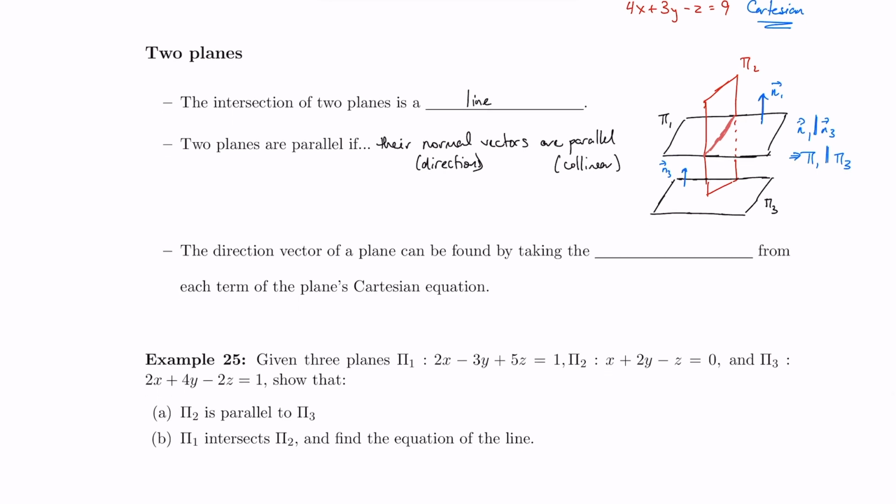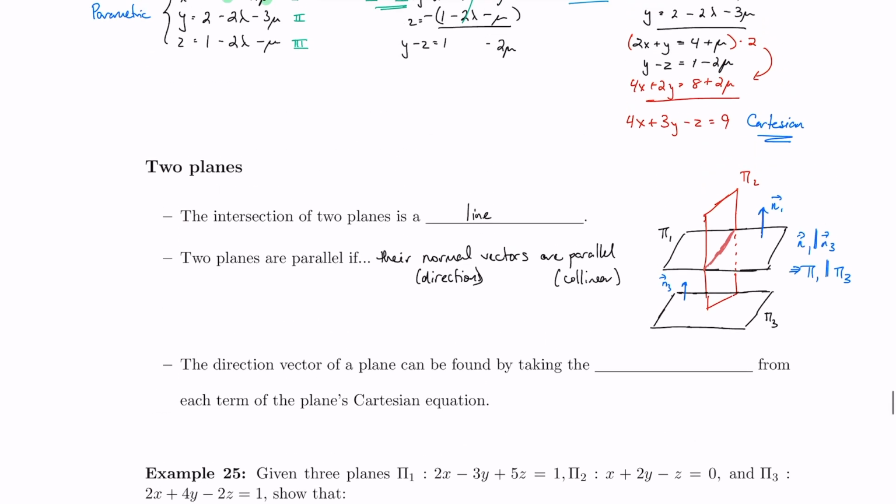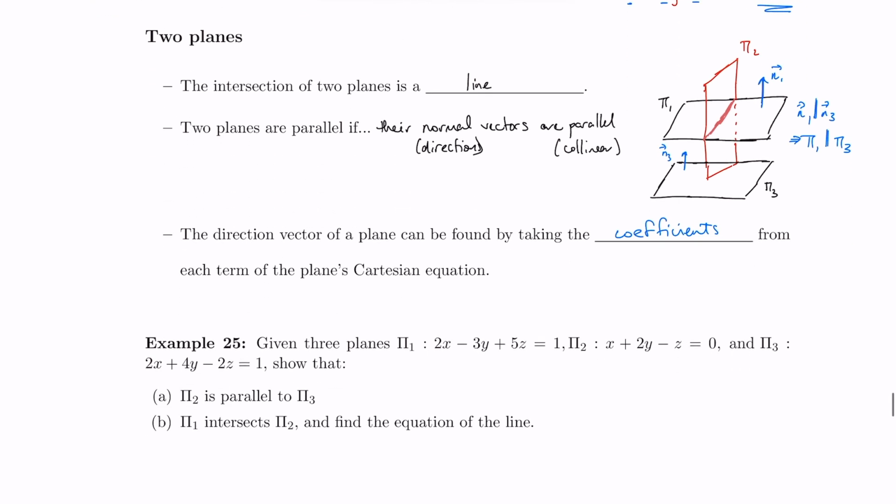The next question, of course, is where do I find these? All I'm going to do is take my coefficients from each term of the Cartesian equation. So in general, my normal vector is going to have the form a, b, c coming right out of the plane equation being ax plus by plus cz equals d.